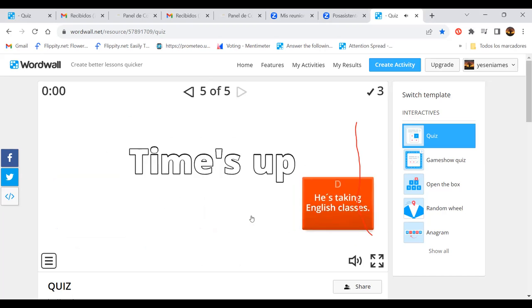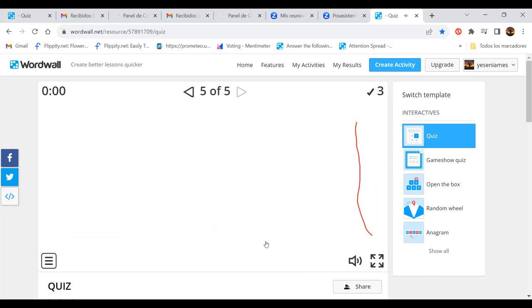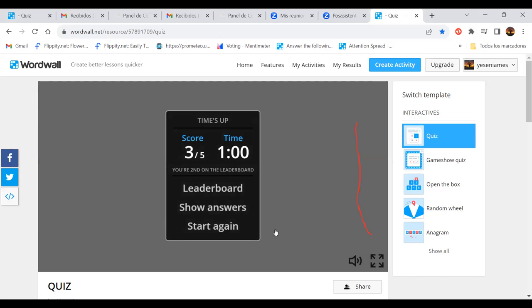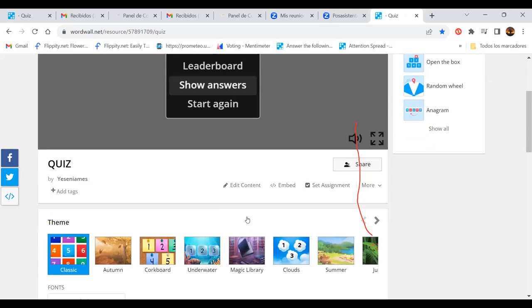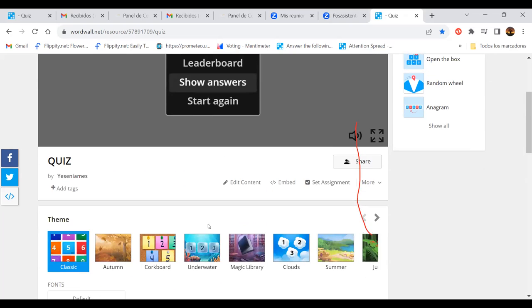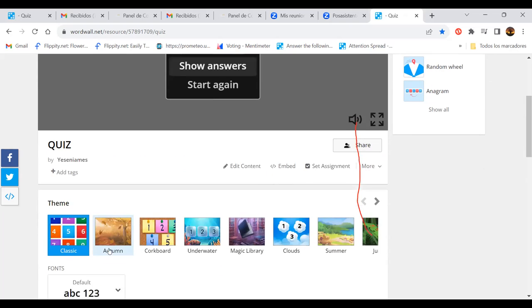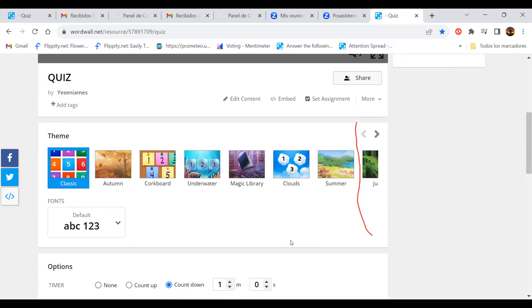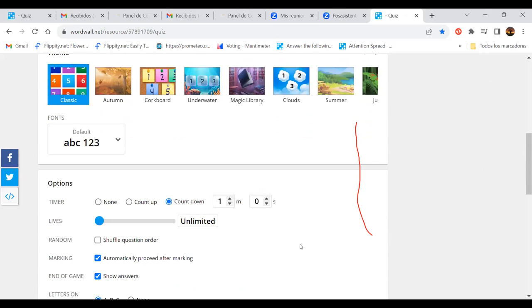Letter C. Okay, time's up. We got 3 out of 5. Right? Ahí tiene que colocarle el nombre. Yes, aquí, okay? This is what we were working with, okay?